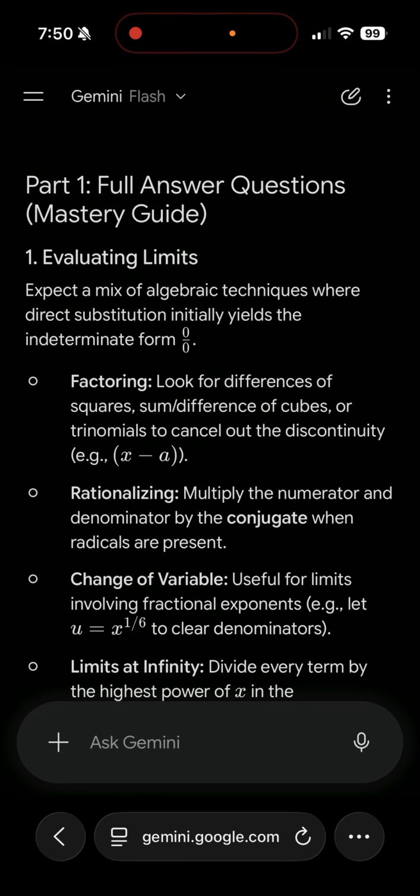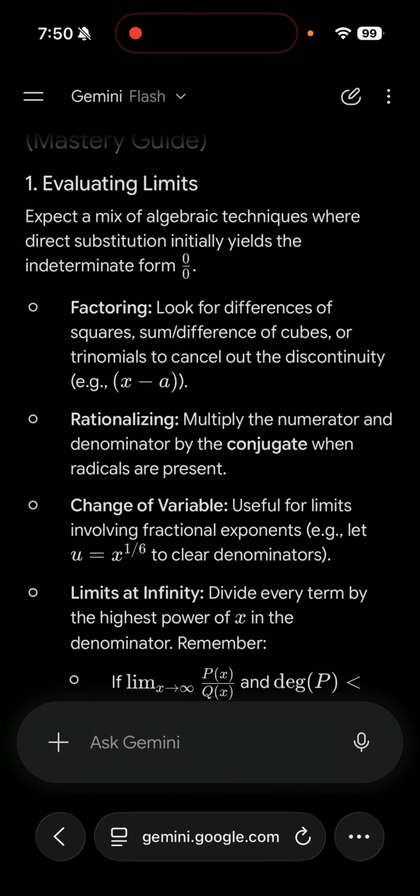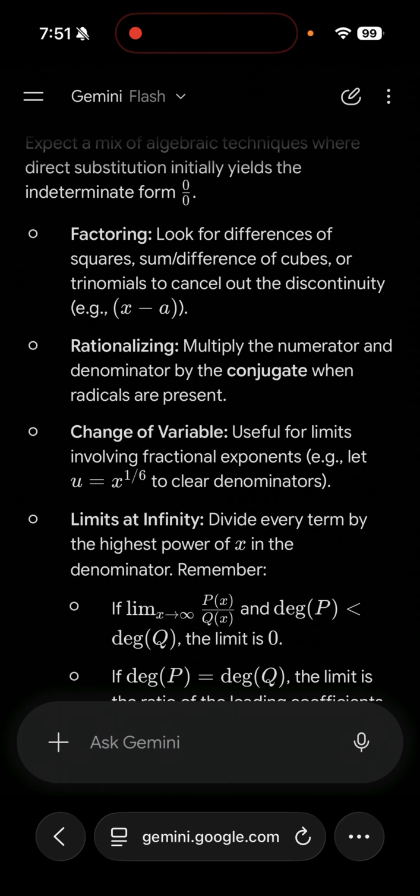Evaluating limits. Expect a mix of algebraic techniques where direct substitution initially yields the indeterminate form 0 over 0. Factoring: look for a difference of squares, sum/difference of cubes, or trinomials to cancel out the discontinuity. Example, x minus 8. Rationalizing: multiply the numerator and the denominator by the conjugate when radicals are present.